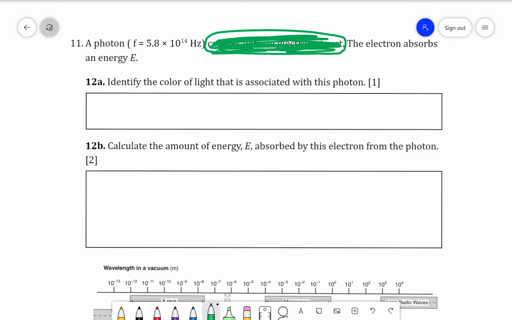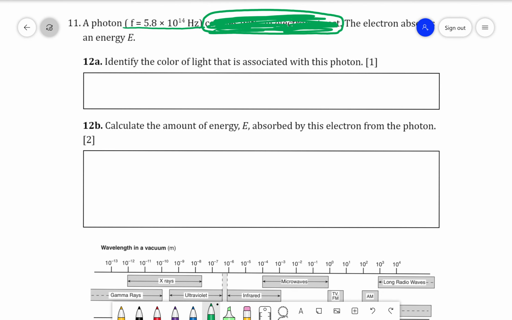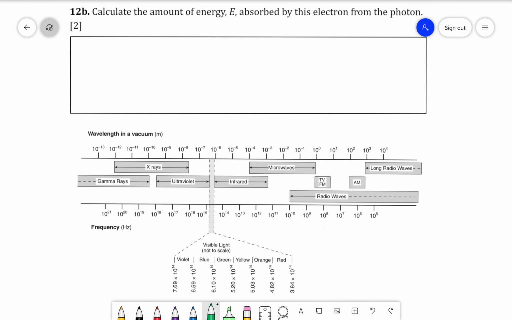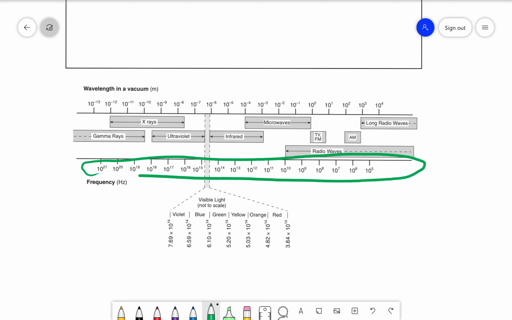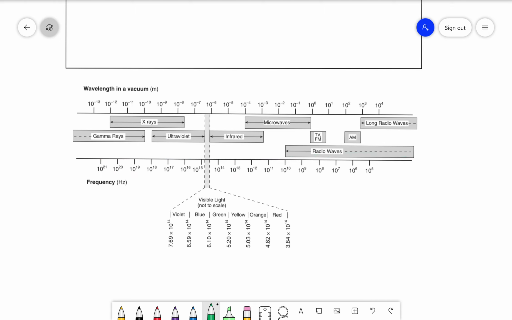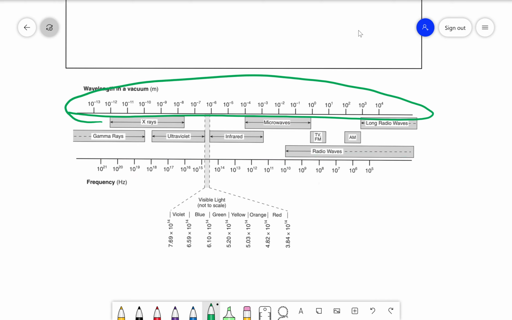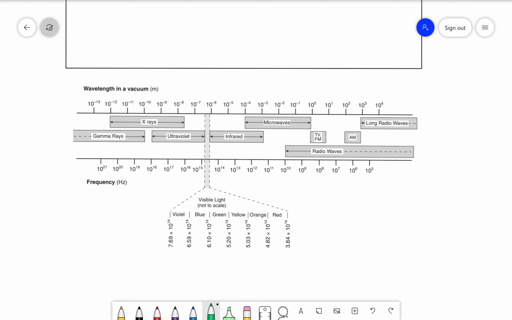So the color of light is determined by the frequency of that light, right? One frequency of light will give you one color. Another frequency of light will give you a different color. In this case, we have a frequency of 5.8 times 10 to the 14th hertz. What we have to do is look at our electromagnetic spectrum. And what we see is that a bunch of different frequencies are given to us down here. Up here are our wavelengths. We don't need to worry about those, or at least not for this question, right?